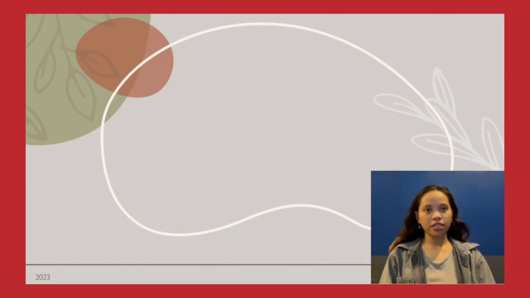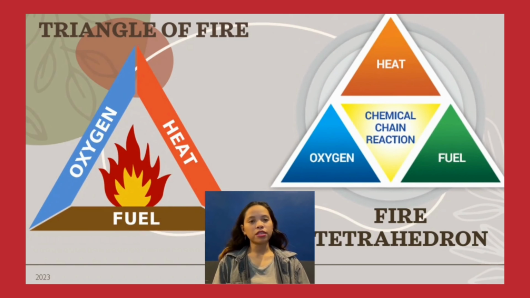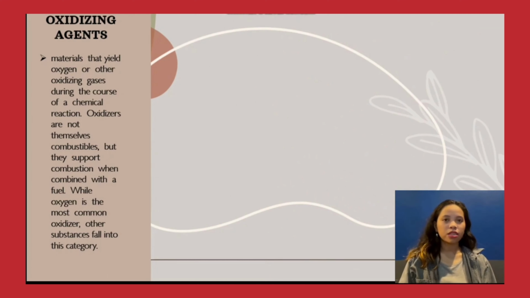So let us discuss here the triangle of fire. As you can see here, the triangle of fire has oxygen, heat, and fuel. This is the old method used by firemen to identify how the fire is created. Today, the new method we use is the fire tetrahedron. Let us identify each part of the method. First, we have the oxidizing agents. These are the materials that yield oxygen or other oxidizing gases during the course of a chemical reaction.